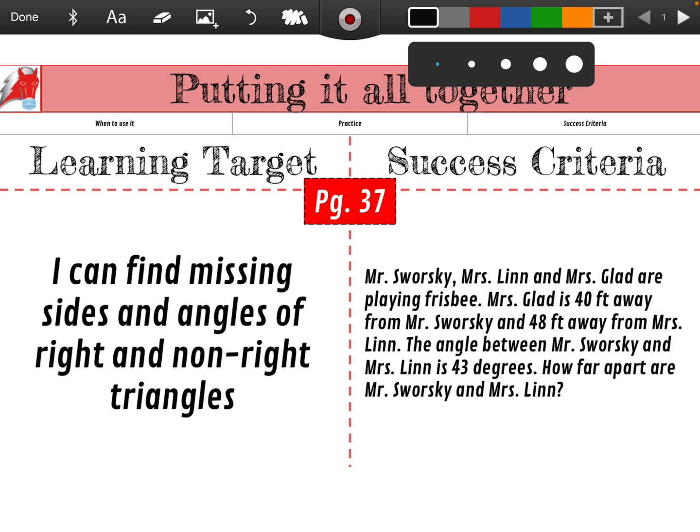Let's go ahead and get into doing our last little piece of right and non-right triangles, and that is everything together. So put it all together with sine, law of sines, law of cosines, and trig. That's going to be our job. Let's see what that looks like.